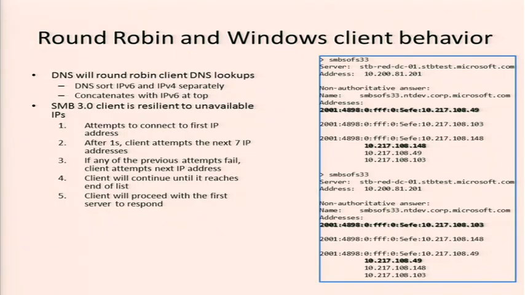So on a reconnect, it tries the address that it had before first, and then it connects to the others in parallel, or the next 7 in parallel, and then just grabs whichever one responds first. If it was already connected, it will try to go back to the original one first if it had a disconnect.